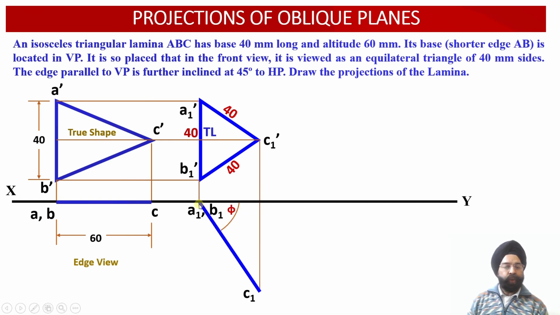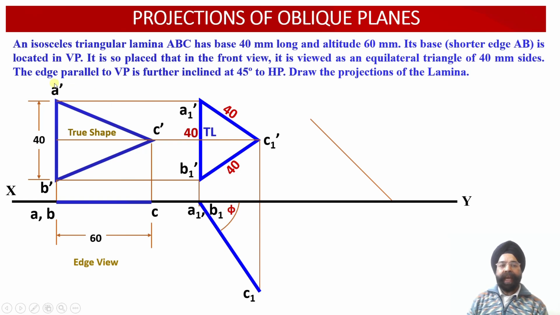And since this is the true length, we can check. We know that the distance between the points A1, B1 and C1 happens to be the true length. So this way the true length has been inclined at an angle of phi over here. That is why the angle phi has been mentioned. So now we know that we have obtained this particular rotation of the surface of the lamina at an angle phi with respect to the vertical plane.